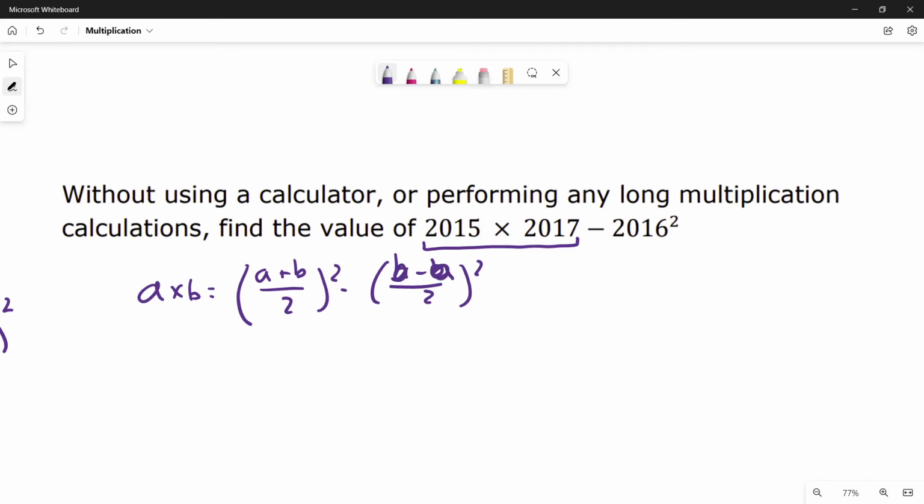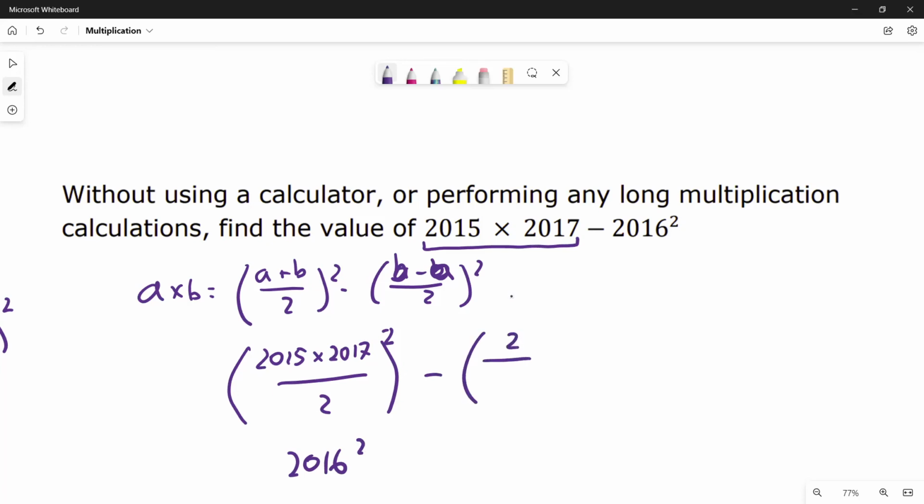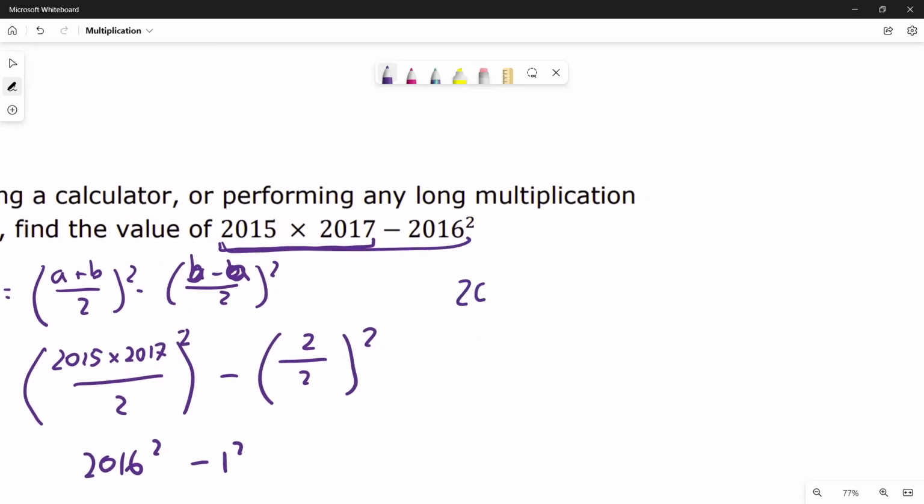So let's do it. We've got 2015 times 2017 divided by 2. And actually, because we're just finding the middle here, it might be obvious to you that it's just 2016 minus the difference over 2 squared minus 1 squared. So we can write this whole thing as just 2016 squared minus 1 squared minus 2016 squared. And then these just cancel. We're left with just minus 1 squared, which is minus 1. So this whole calculation is just equal to minus 1.